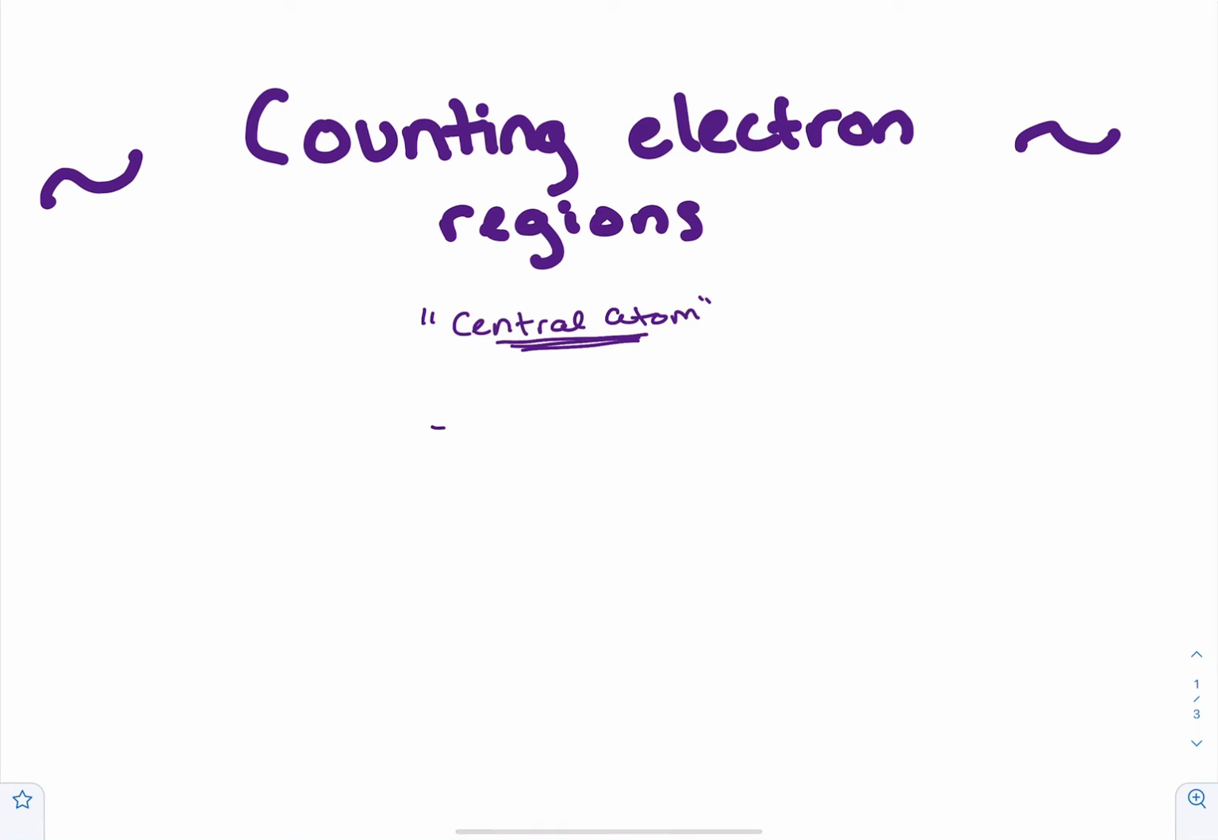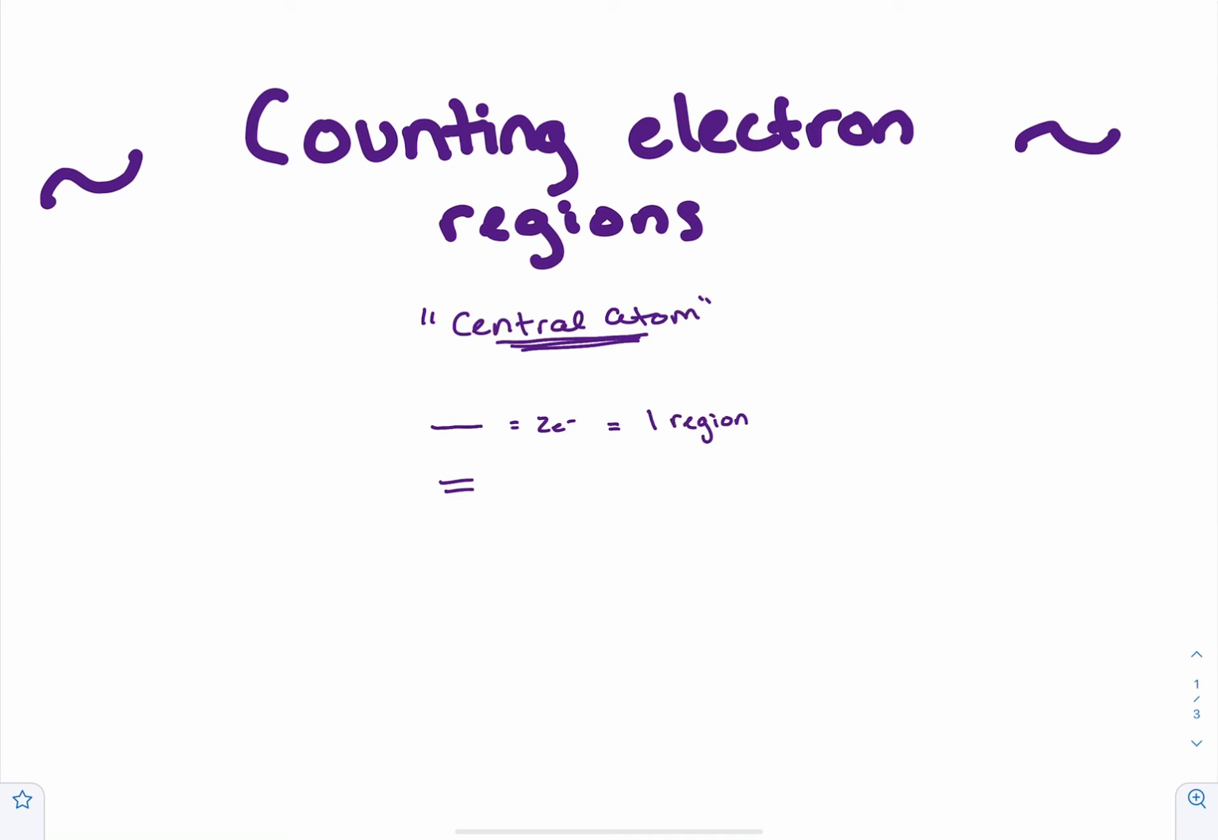So if you have a single bond, remember that's 2 electrons in it, that whole area is considered one region because it's stuck between 2 atoms. It's not like it's traveling all over the entire molecule. It's just stuck there. That counts as one region.